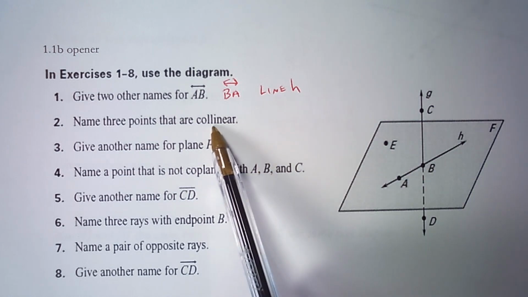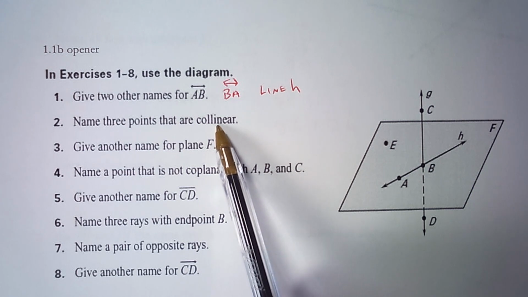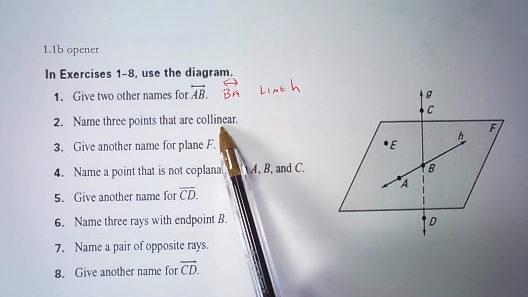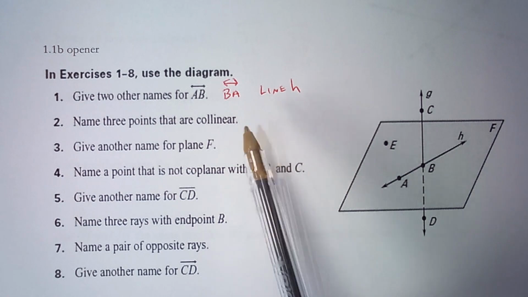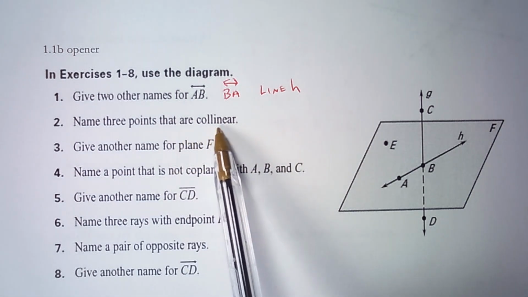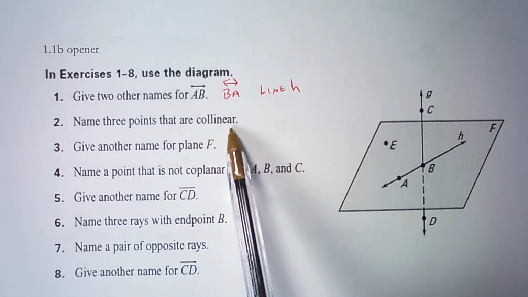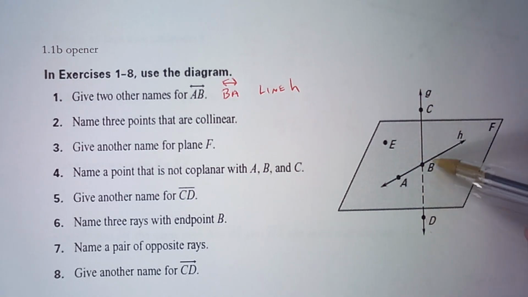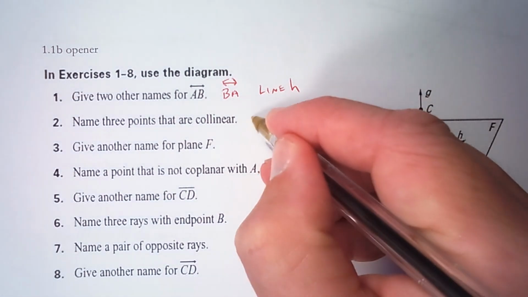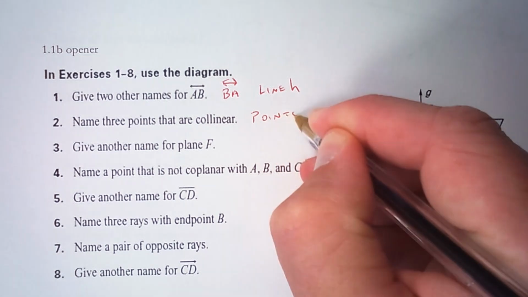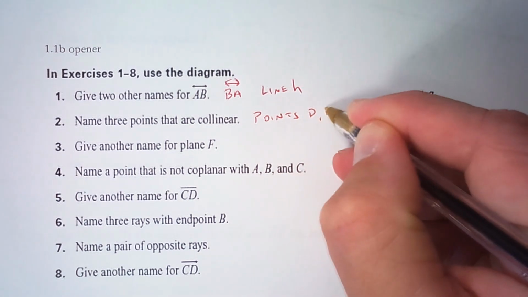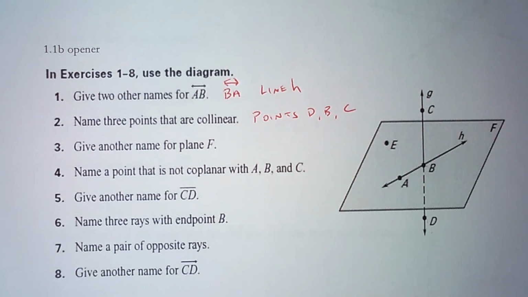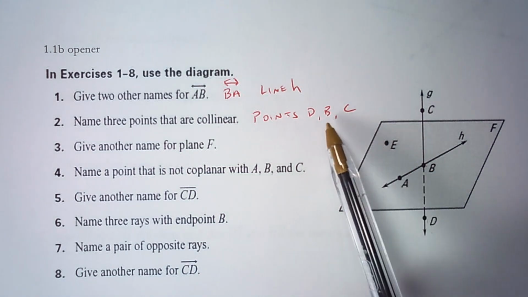Name 3 points that are collinear. Okay, any 2 points in the world are collinear. But if there's going to be 3 collinear points, we actually have to see the line that they are on. The only place I see a line that shows 3 points is right here. So points D, B, and C. Okay, so those are 3 collinear points.